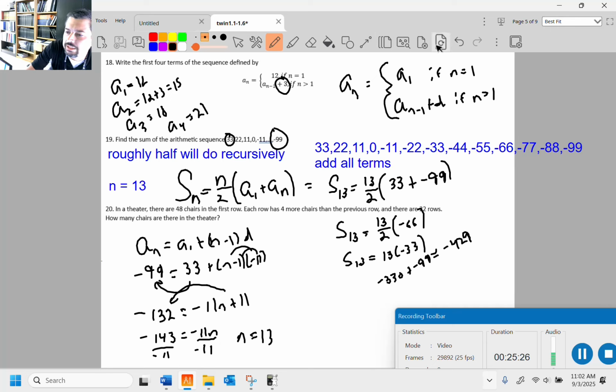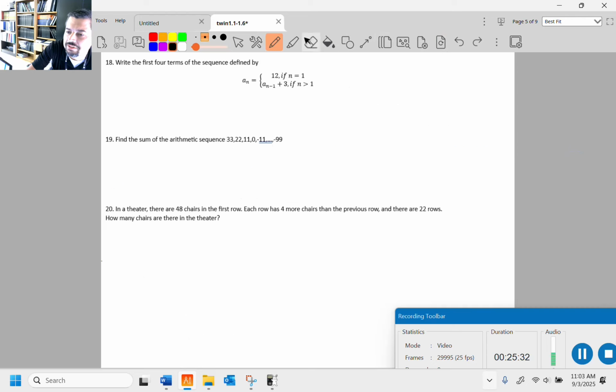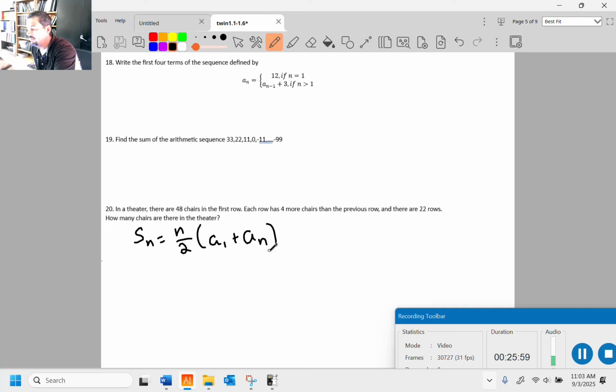All right, moving on to 20. I would not do 20 recursively. The reason I wouldn't do 20 recursively is because there are 22 rows. Now, it's doable. You're supposed to figure out how many chairs there are. I mean, you could sit here and you could say 48 in the first, 52, 56, 60. It wouldn't take all that long, would it? It wouldn't. But let's talk about Gauss's little formula. Let's see what we know. I know the first term is 48. There are 22 rows, so I know n. So I'm finding the sum of 22 things.